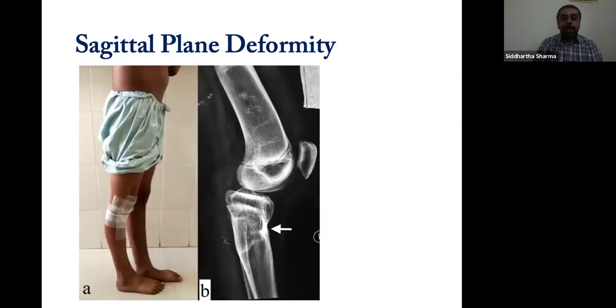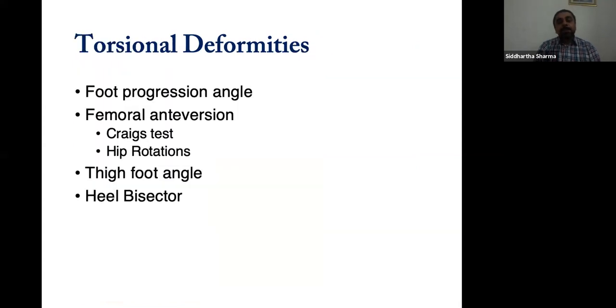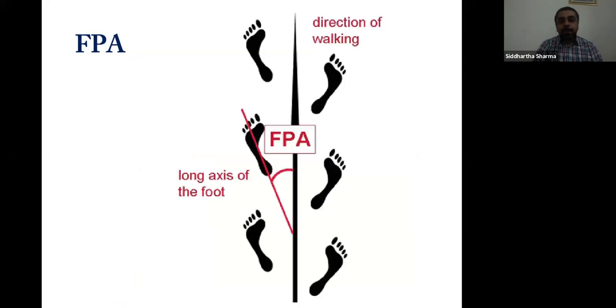Now, for a sagittal plane deformity, you have to see the patient from the side, otherwise you may miss it completely. This is a patient who has a recurvatum deformity, and again, you can draw the long axis of the thigh and the long axis of the leg and quantify the deformity. For torsional deformities, the foot progression angle tells you what is the overall deformity. Now, the torsional deformity may be at the level of the femur, the tibia, or even at the level of the foot. So let's look at this one by one.